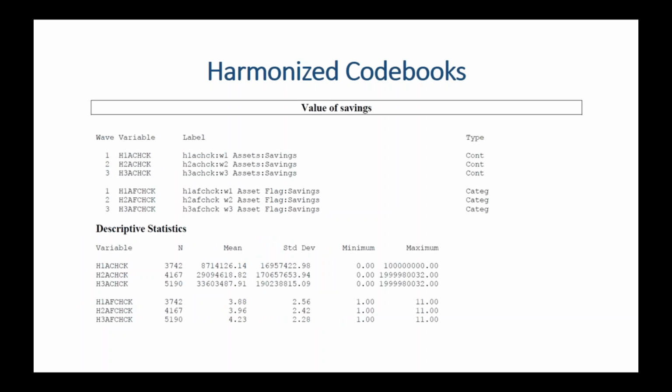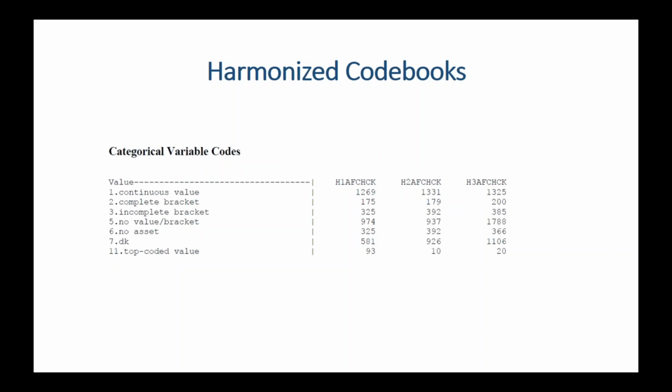One of the things that you can see here is that we create a flag variable in addition to just the value variable of the amount in savings. And this flag variable is helpful because it lets you know how this value was obtained. So for instance, if the person gave a value, answered the question, then they'd have a category of 1 or continuous value for this variable. The person could have also said, well, I don't have a savings account, and they would have been given a value of 0, and they'd be flagged here with a 6 for no asset.